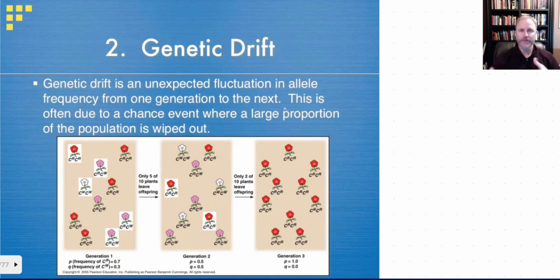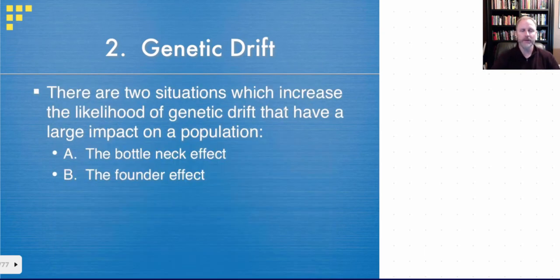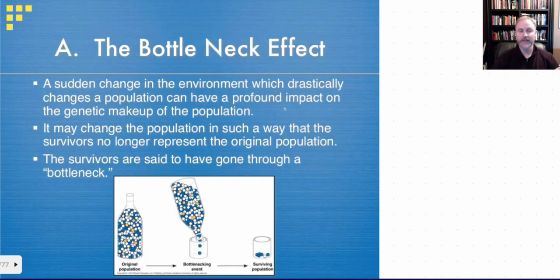So now genetic drift, this is another thing here. This is an unexpected type of fluctuation in the allele frequency from one generation to the next, and it's basically due to some chance event that wipes out a particular population, whatever it may be. A windstorm, a thunderstorm, a hailstorm, just something that happens to wipe out a large percentage of the population or all of one particular type, and the gene pool drifts to reflect this. Okay, and there are two situations that increase the likelihood of genetic drift. You have the bottleneck effect and the founder effect.